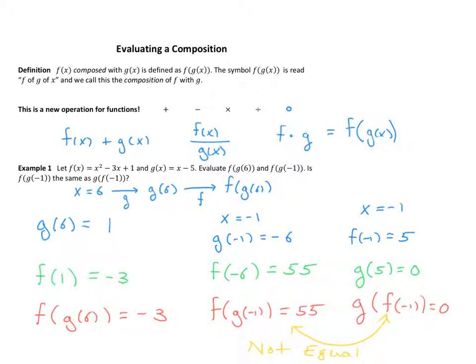And all that means for us is f composed with g and g composed with f will almost always give us different answers. There are cases where they could in fact be equal, but in general you can't assume that is true. So again, the point of this example was to just understand what does a composition mean in terms of plugging numbers into it.